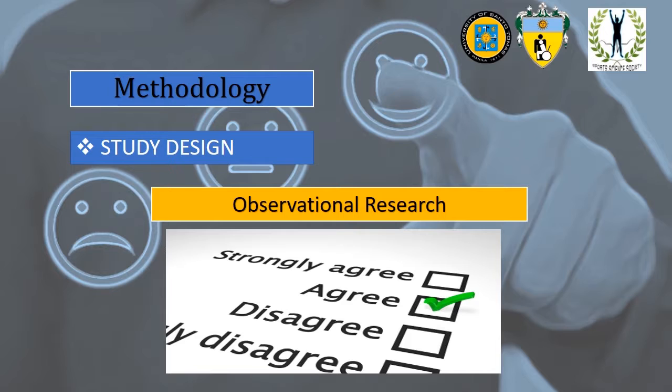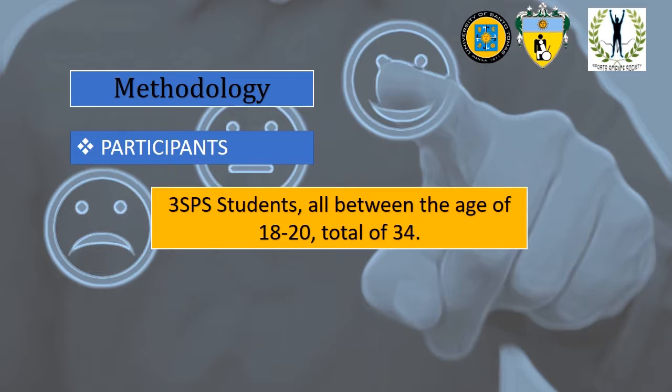Moving on to methodology. In our study design, we only measured the variables of interest, and in this case, it was the results of the survey. Therefore, we only need to use the observational research study design. For the participants, our participants in this case were 3 SPS students, all between the ages of 18 to 20 years old, a total of 34 participants.